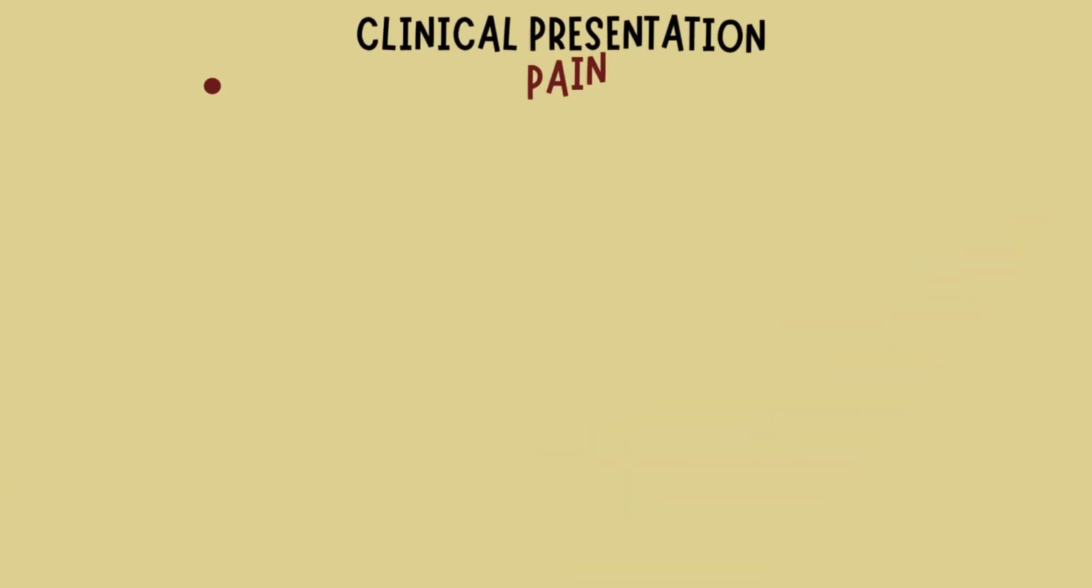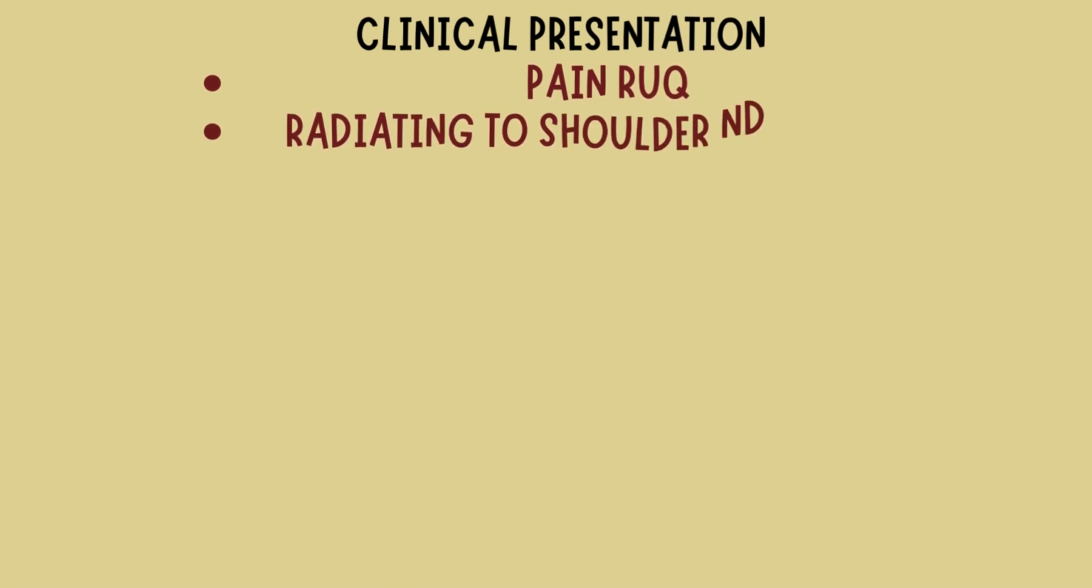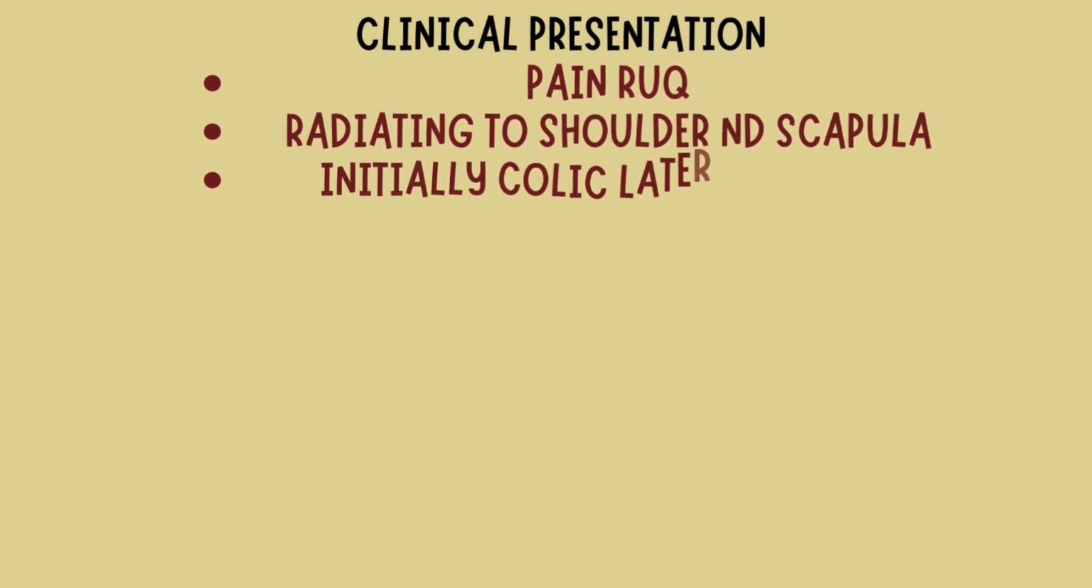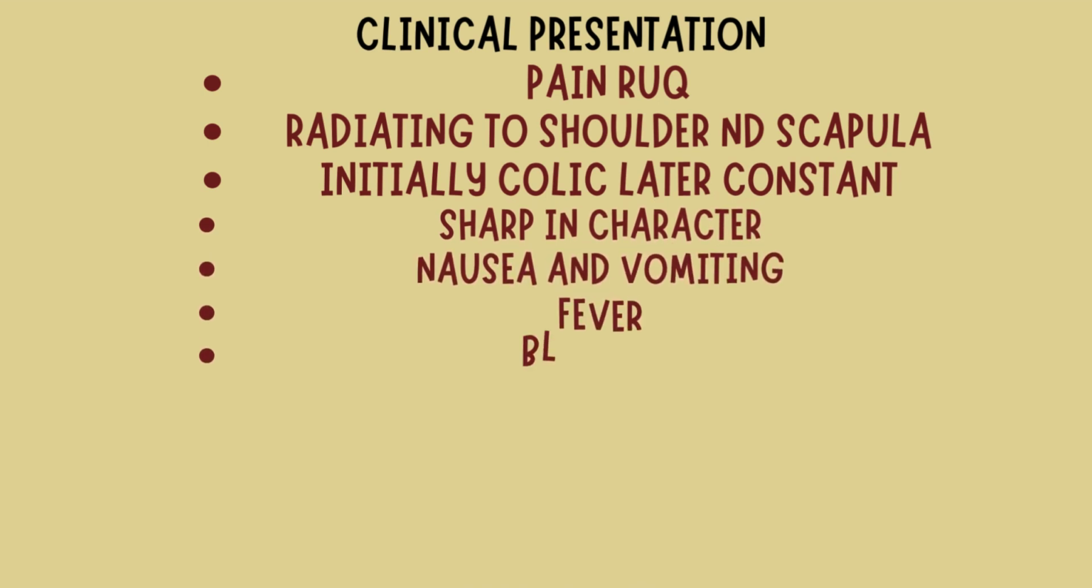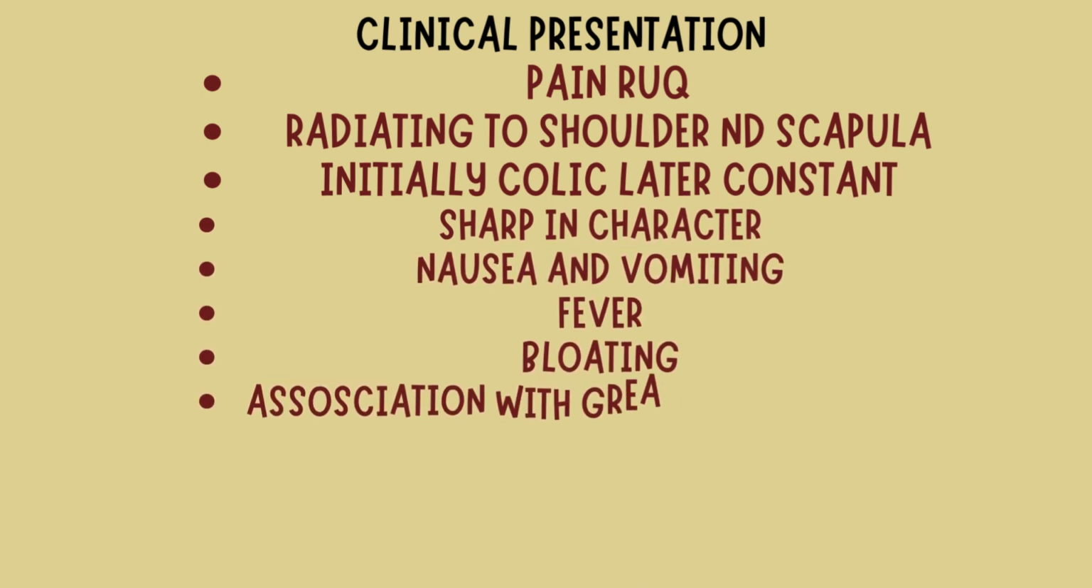Now come to the clinical presentation of acute cholecystitis. The patient presents with pain in the right upper quadrant, and sometimes pain radiating to the shoulder and the scapula. Initially, pain is colicky in nature, sharp in character, and later it becomes constant and dull. It is also associated with nausea, vomiting, fever and bloating, and has an association with the intake of greasy and spicy food.